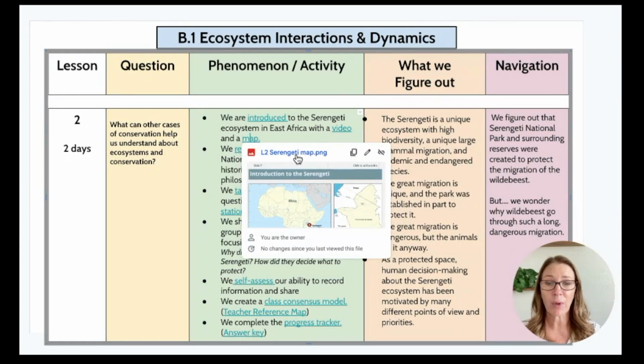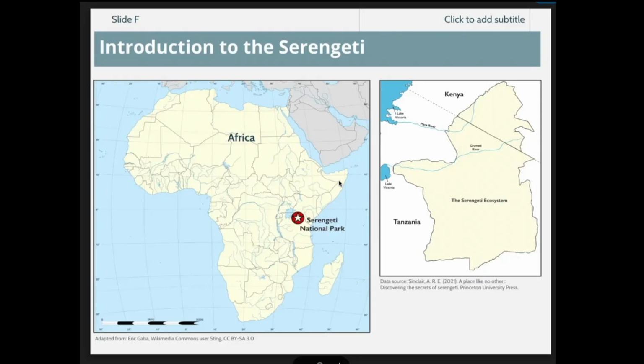And this map really helps students understand where in Africa the Serengeti is located. You can see that there's a lake that is next to the Serengeti. It doesn't actually go all the way up to the ecosystem, but it's very close. A portion of the park is in Kenya and the other portion is in Tanzania. So this is just to help students figure out where in the world the Serengeti is located.